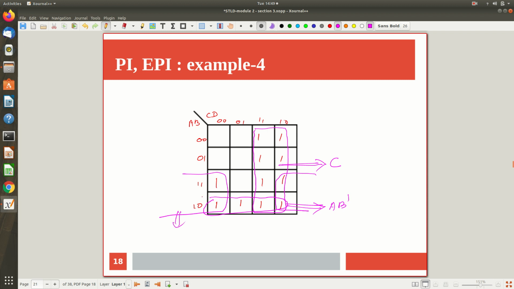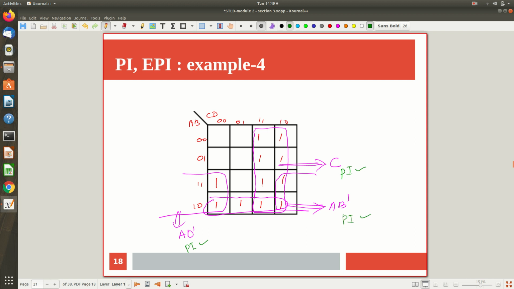Just for this one, I was doing like this, right? And I am getting it like, across the rows, B vanishes and A remains, first and last column. C vanishes and D remains, and it is 0, D dash, right? So I am getting 3 prime implicants. So all are prime implicants. Fine. So all are primes.